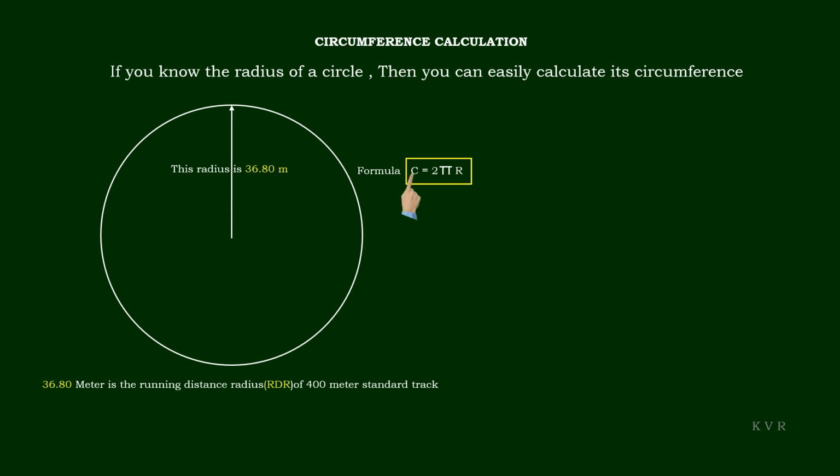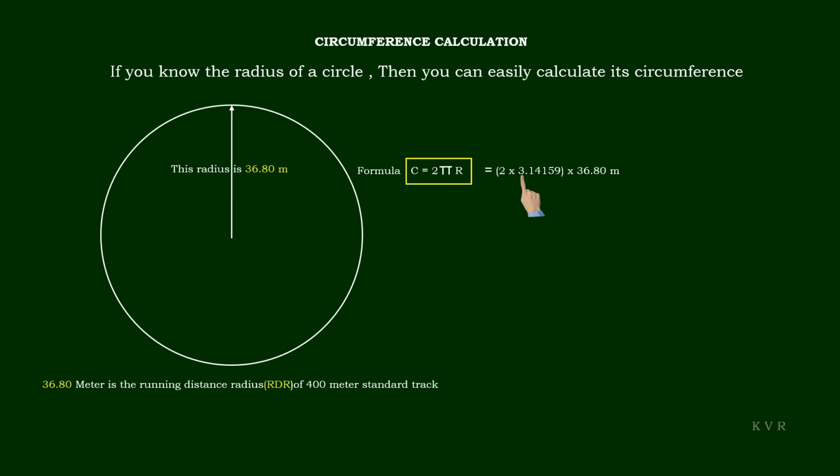C is circumference that we have to find out. 2 pi is 2 into 3.14. R is radius is equal to 2 into 3.14159 into 36.80 meter.